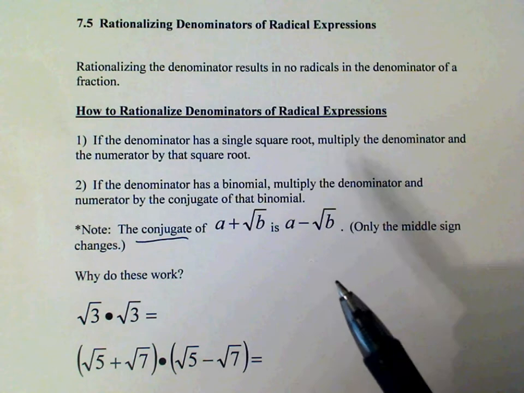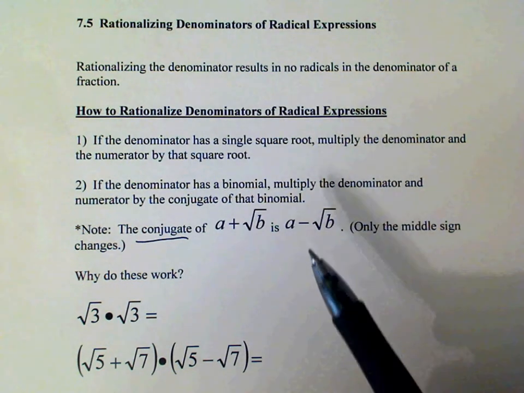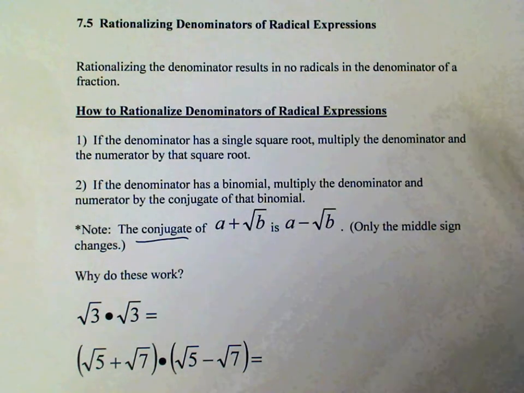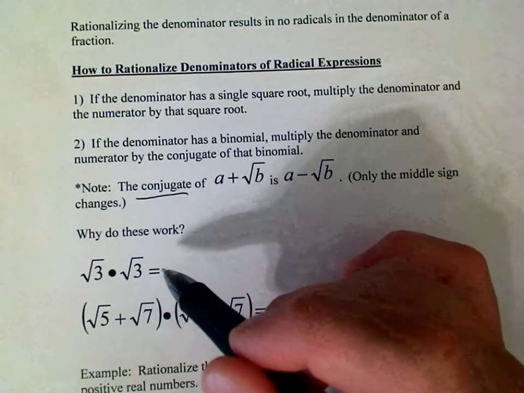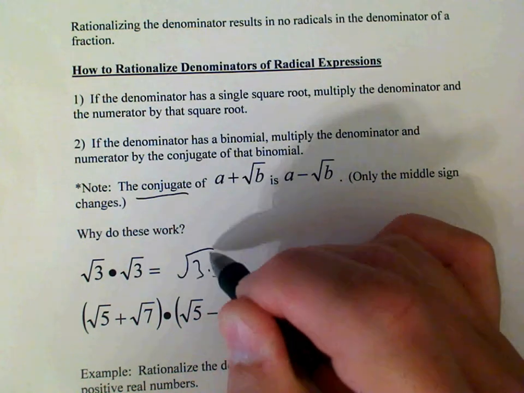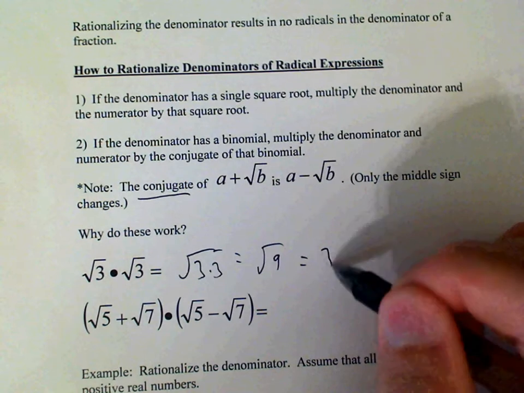Keep in mind, when we multiply by the same square root or by the conjugate, the whole idea is to not have any square roots. That's the whole thing: how to get rid of radical signs. For example, if you take the square root of 3 times the square root of 3, that's the same as the square root of 3 times 3, which is the square root of 9. The square root of 9 is 3.